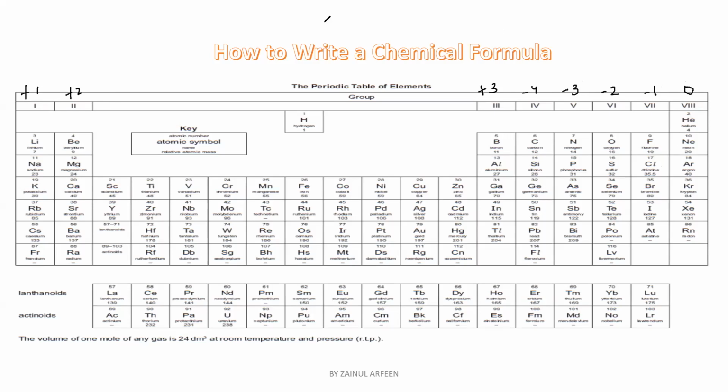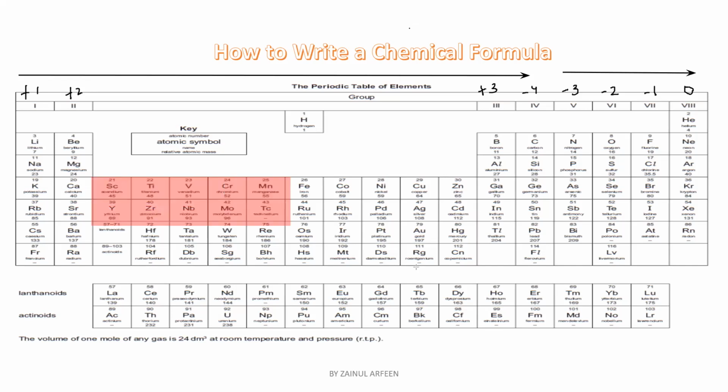As you can see, first I increase the number by 1, and then I start to decrease the number by 1. Till group 4, I increase 1, 2, 3, 4, and then 3, 2, 1, and 0. So increase and decrease, and we get the valency for each element in the periodic table, except these elements, as they are not in a specific group; there's a different way for these elements.